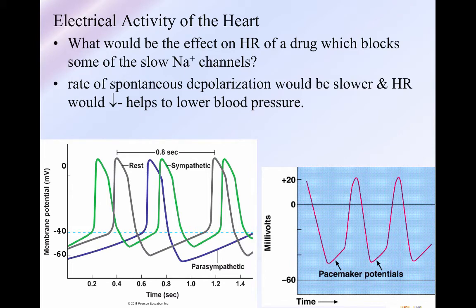Conversely, we can actually increase the speed at which sodium enters the cell, and that's going to give us a pacemaker potential which is similar to what you see for the green line. It's going to be steeper, we'll reach threshold faster, and we'll have more heartbeats in a minute. That's what happens when we put epinephrine or norepinephrine onto the heart, or we activate the sympathetic nervous system.